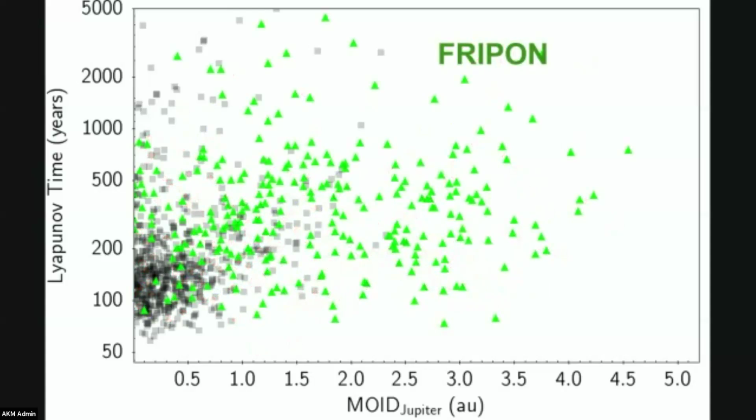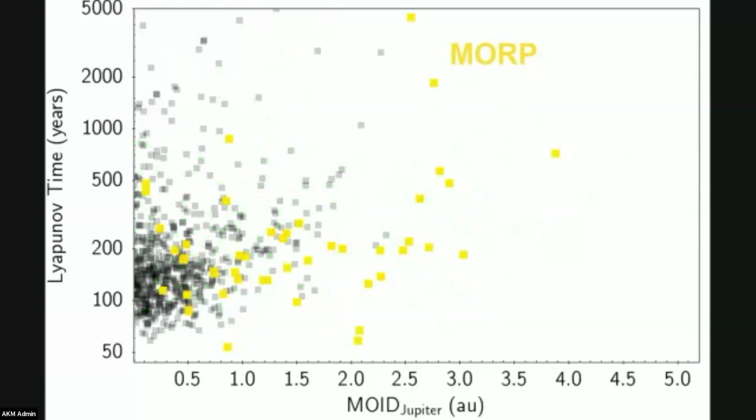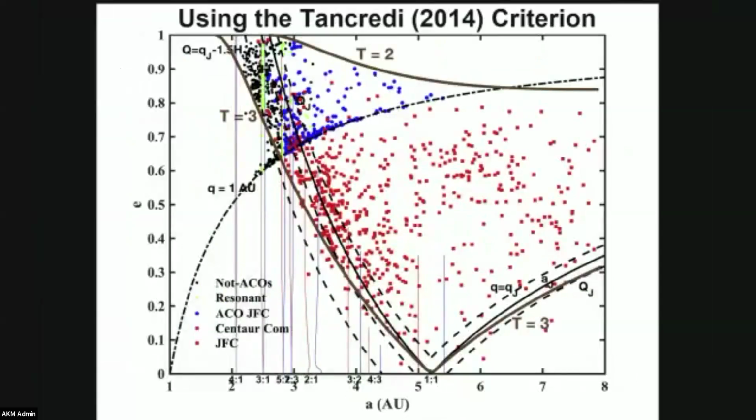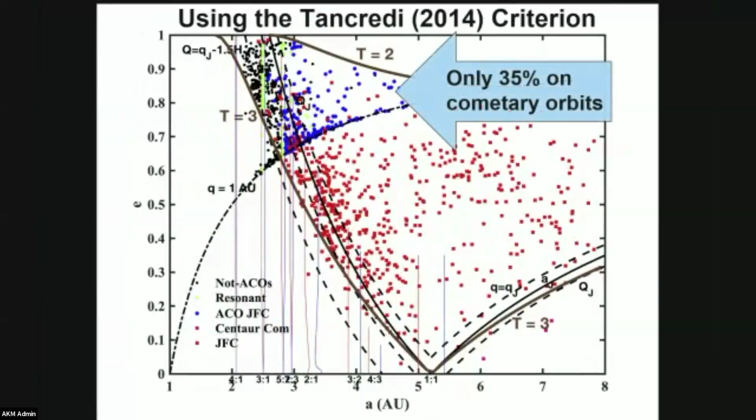This is all data using a Tisserand parameter between 2 and 3 to identify the fireball data. As we can see, using the Tisserand parameter to identify Jupiter family comets within the fireball data is not really doing a great job, which we kind of expected. Using a more complex criterion that Tancredi came up with in 2014, we see that this is a complicated plot, but basically only 35% of those that fulfilled the TJ between 2 and 3 actually fulfill his criterion.